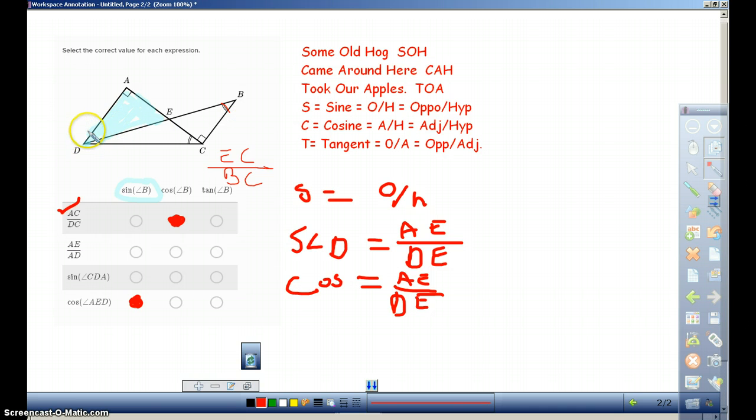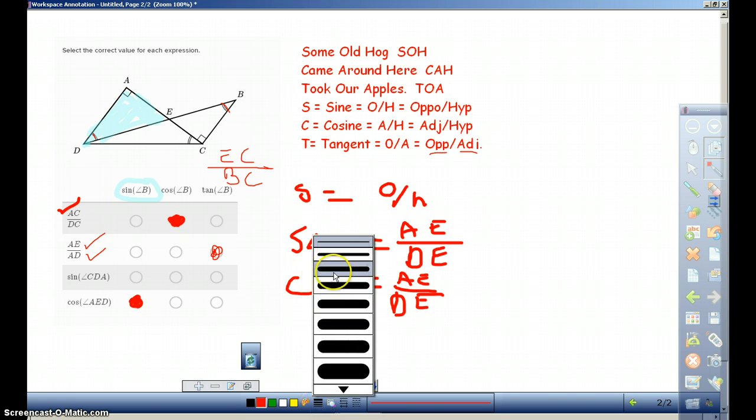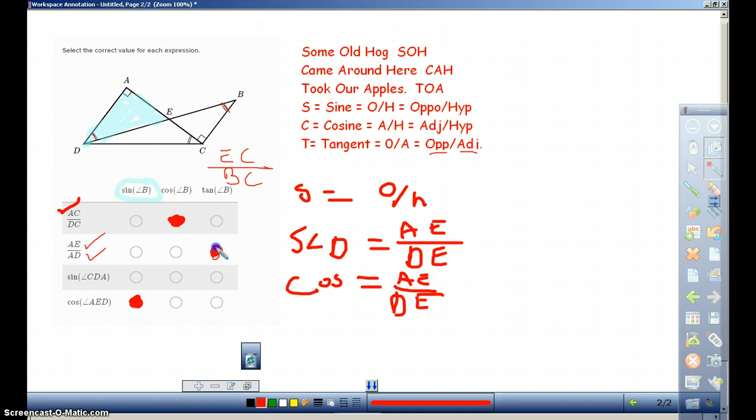So tangent of angle D is the same as tangent of angle B because they're congruent parts of similar right triangles. So tangent of angle D is, remember, opposite over adjacent. So the opposite of that would be AE, over the adjacent, which is AD. Now I can make my line a little bit thicker. All right, so there we have an answer for that one.